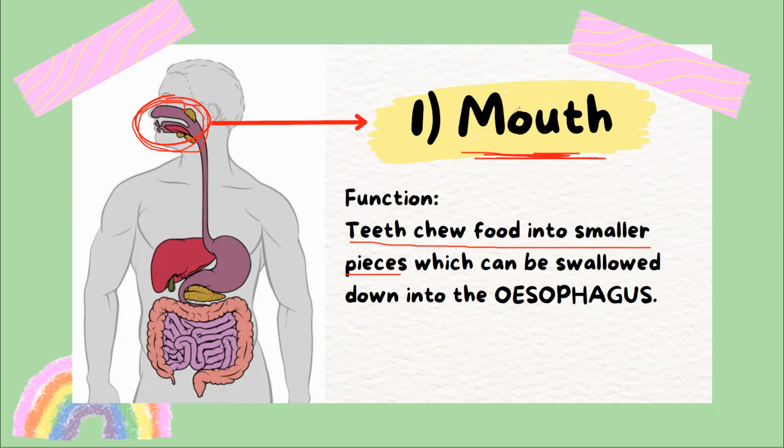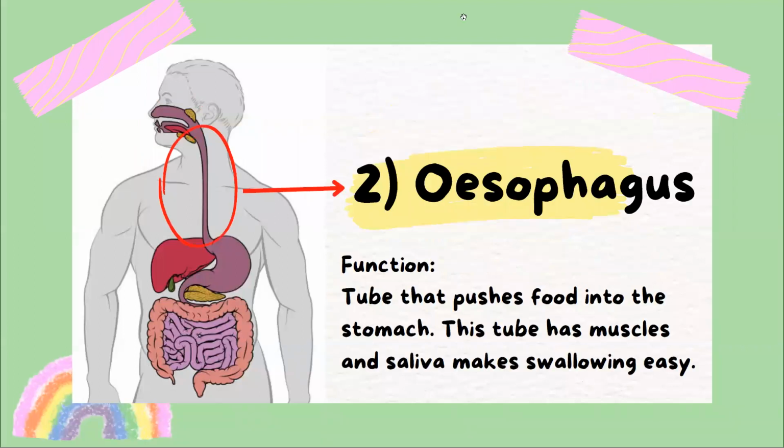All right, the whole number one function is the teeth chew food into smaller pieces. Okay, let's go on to the second part. Of course, the second one has already been mentioned over here. It goes down to a tube which we call the esophagus.